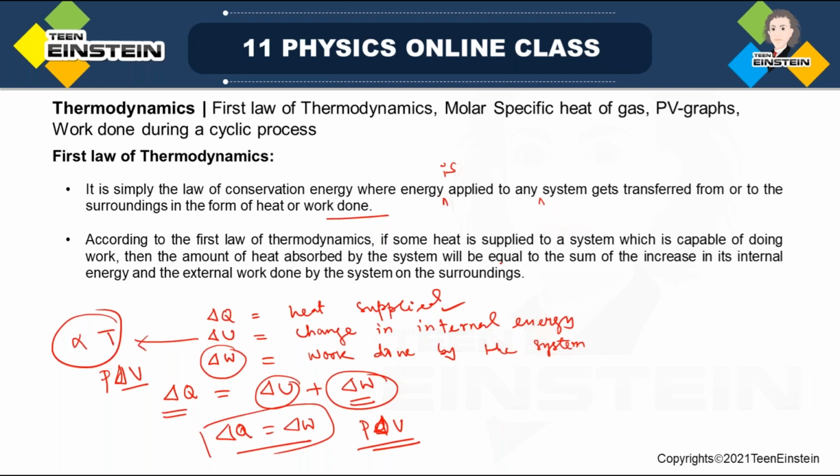According to the first law of thermodynamics, we can write dQ, the total heat which is absorbed by the system, will be equal to the change in the internal energy, that is delta U, plus delta W. Okay, so delta Q is equal to delta U plus delta W. Delta W is the work done by the system.